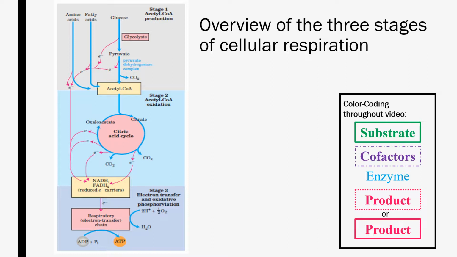During this stage, acetyl-CoA is oxidized through a series of cyclic reactions to shuttle electrons to the third stage, the electron transport chain, or the ETC. In stage 3, the electrons are shuttled through the mitochondrial membrane by a chain of electron carriers to ultimately produce ATP. Also shown here is a legend explaining the color coding that will be seen throughout this video.